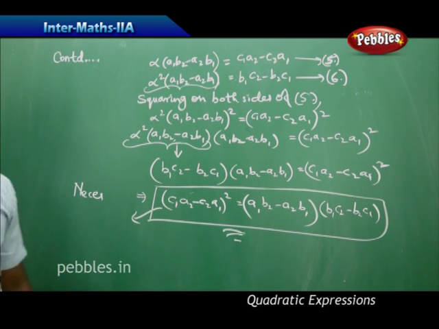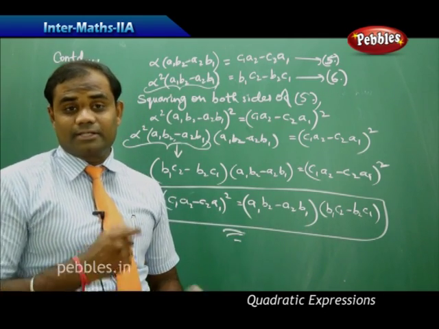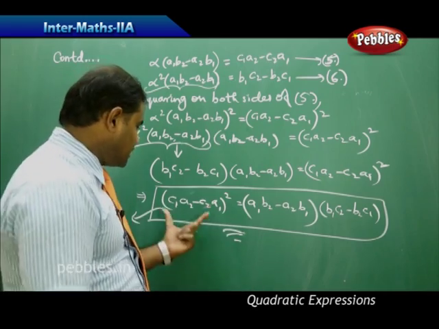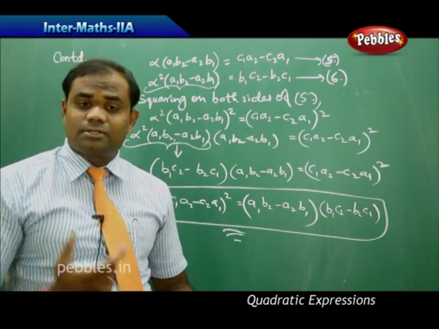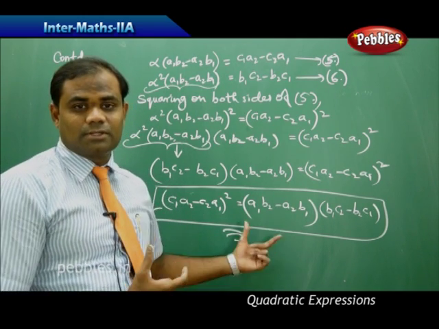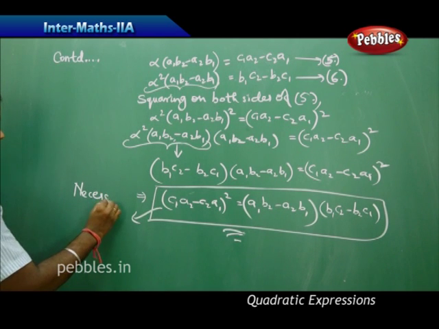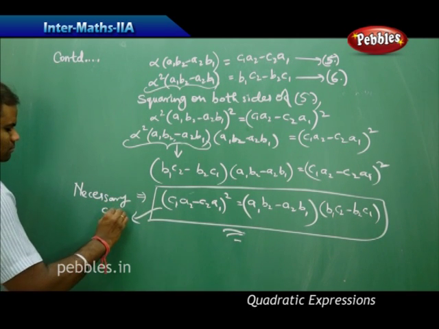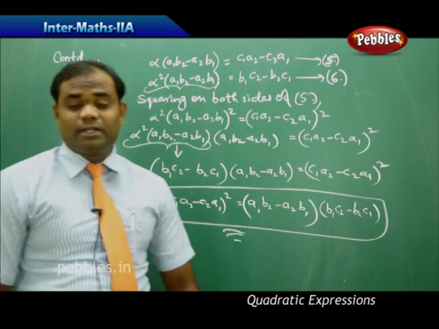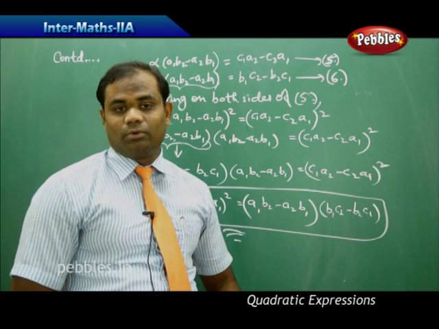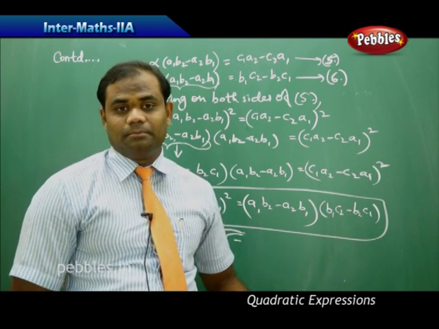Now, assuming that alpha is the common root, I proved that this is equal to this, and this is called the necessary condition. Now, assuming that this is equal to this, I prove that alpha is the common root, which will be the sufficient condition, the reverse process of the necessary condition and its proof. This is how we understand the necessary condition through the proof. Now let's see the sufficient condition of the theorem.